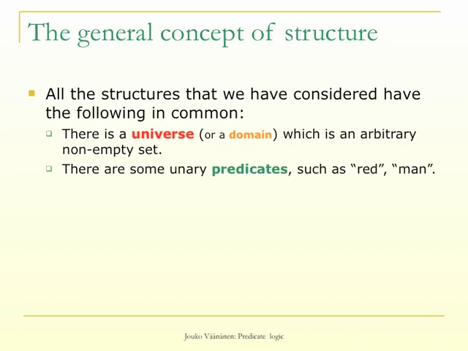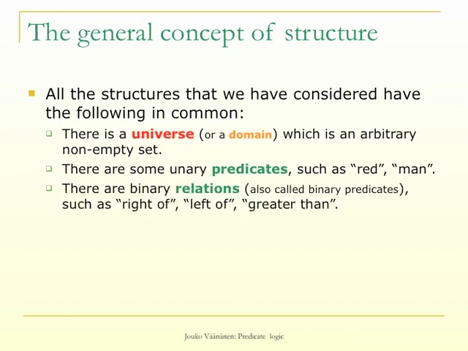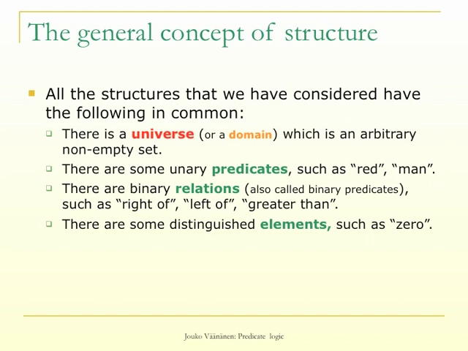Then there are some unary predicates such as red, man, whatever. There are some binary relations, also called binary predicates, such as right of, left of, greater than, smaller than, and so on. Then there are some distinguished elements such as 0, maybe also 1 or Tom or A or B. Great freedom.